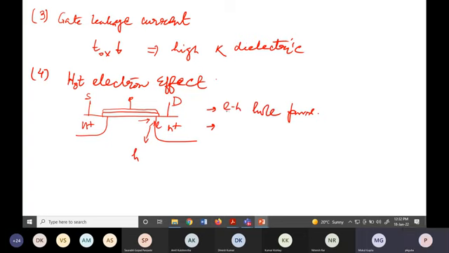Also, some of the electrons might penetrate the gate oxide and reach the gate. The reason they might be able to penetrate, because you remember in generalized scaling we don't reduce the supply voltage as aggressively as in case of constant field scaling, right?